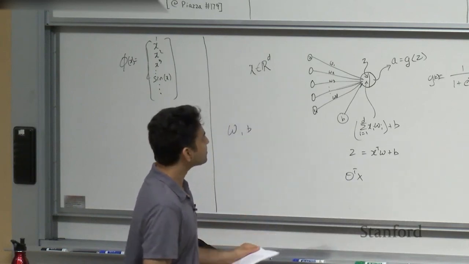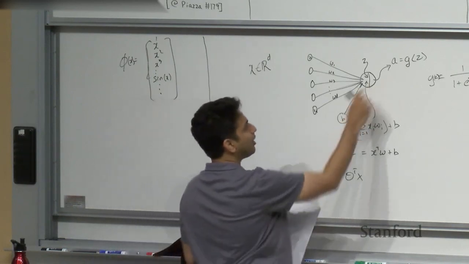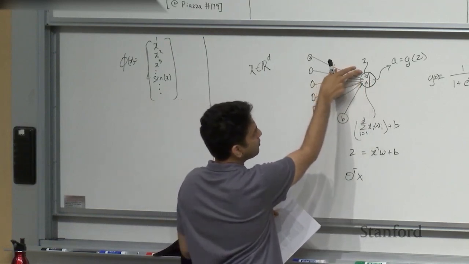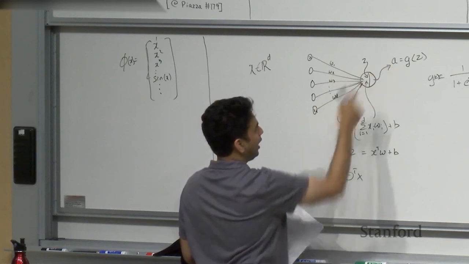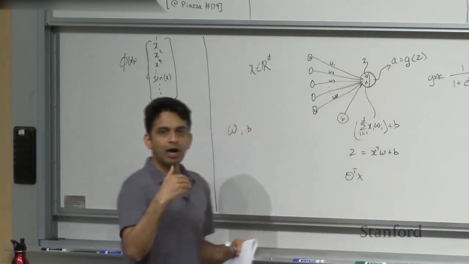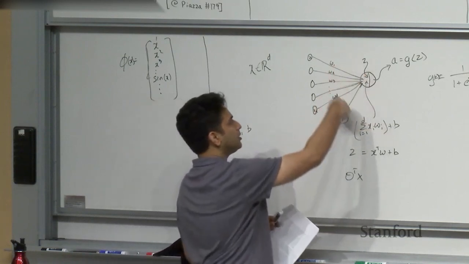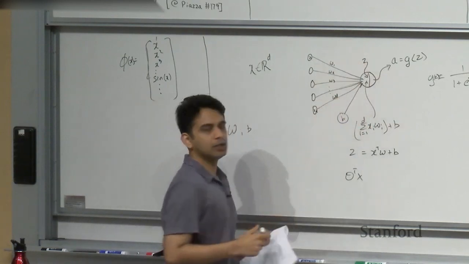So there is some nonlinearity, which takes us from Z to an output A. We're going to call A the output of the nonlinearity. And together, this entire assembly, we'll call a neuron.